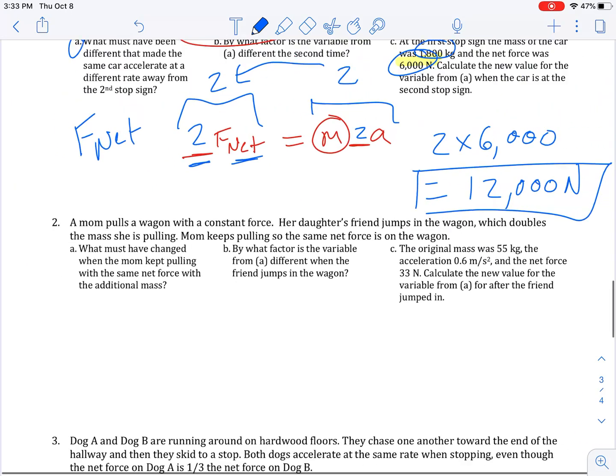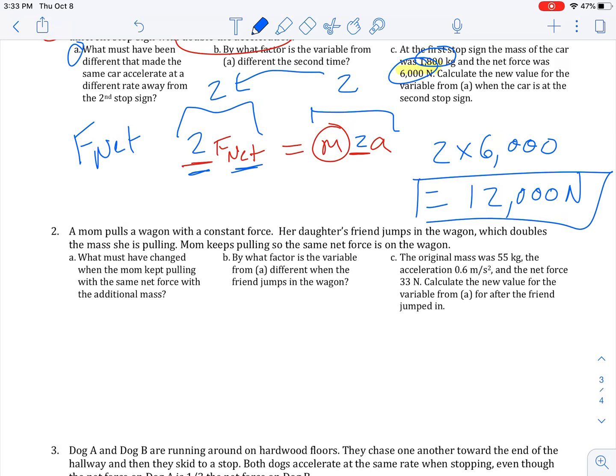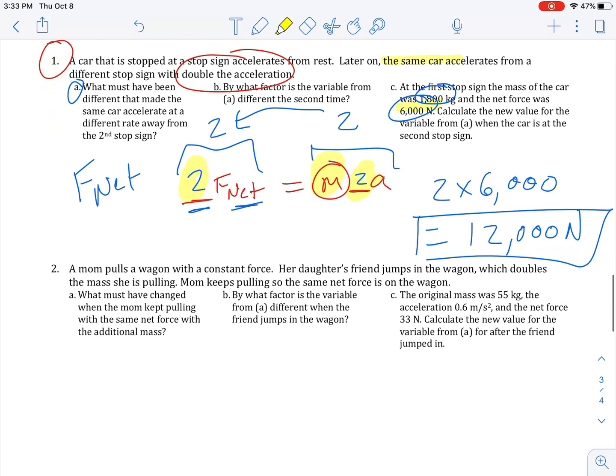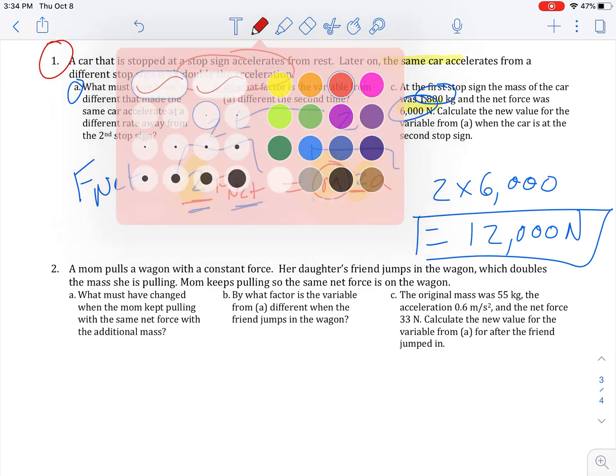All right, let's try number 2. So again, just to recap number 1 a little bit, we wrote our equation. We left space for placeholders. We found the variable that was constant, and then we found how much a variable changed, and then we balanced the equation so both sides were equal. All right, let's do the same thing for number 2.